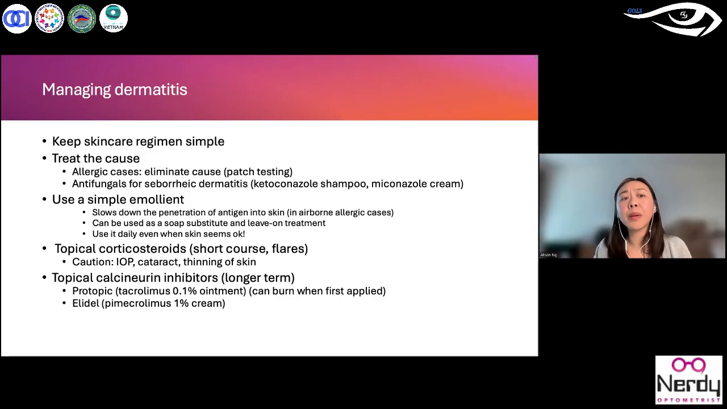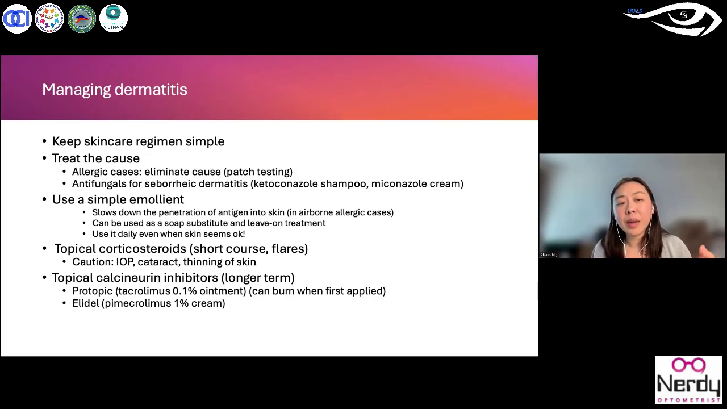Now, you can use topical calcineurin inhibitors as your non-steroidal approach, and you can use them much longer term with far fewer complications. Here in the UK, we have access to two. We have Protopic and Elidel.